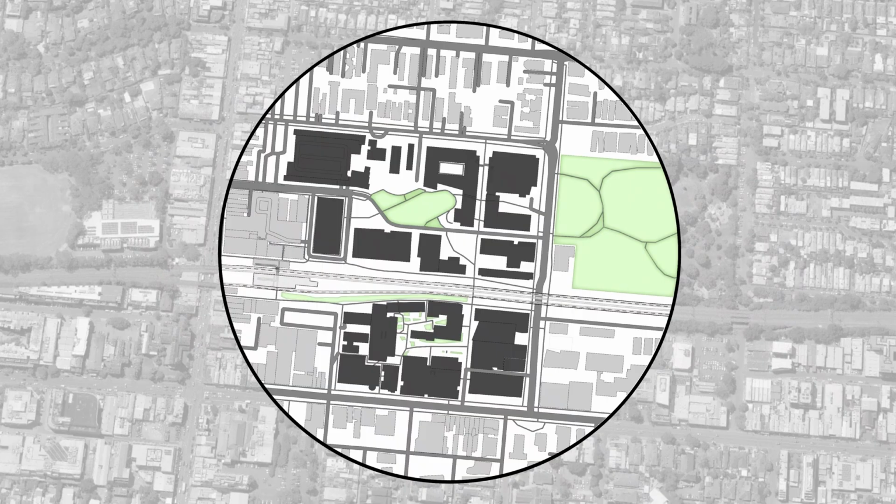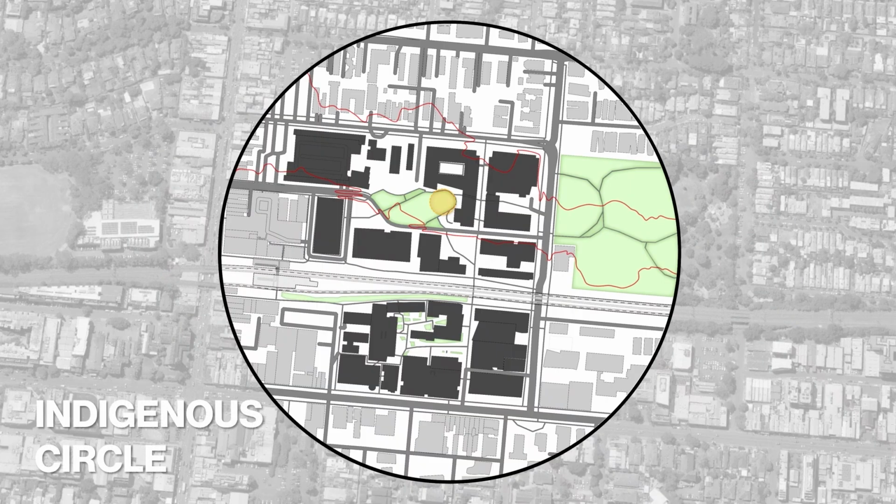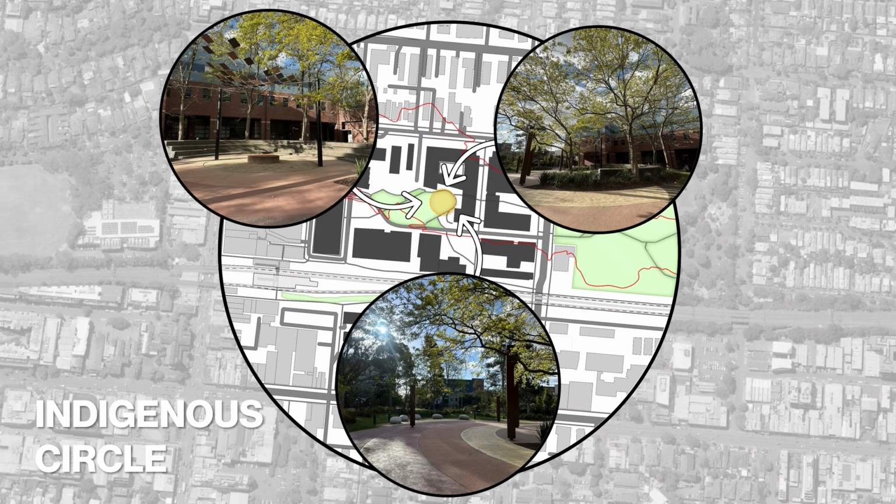Finally, we considered the existing Indigenous circle on campus, using it as a focal point for an Indigenous journey that moves through the landscape, connecting stories of land, water, and culture.